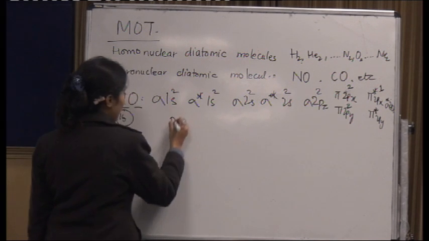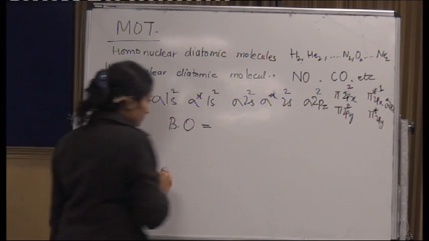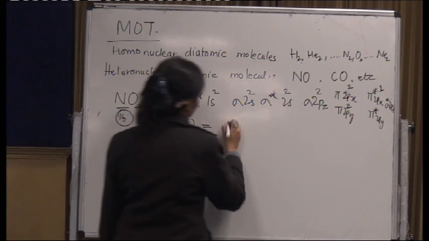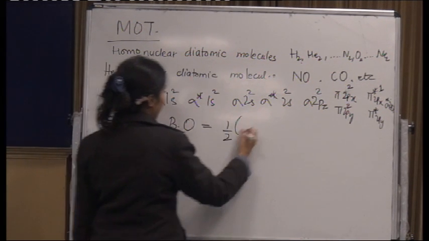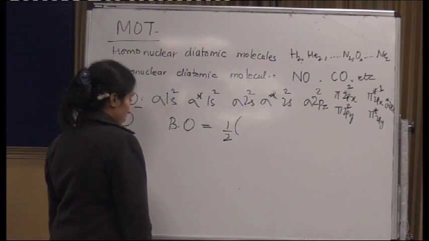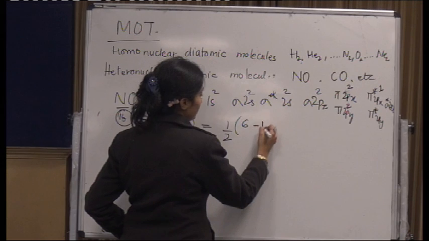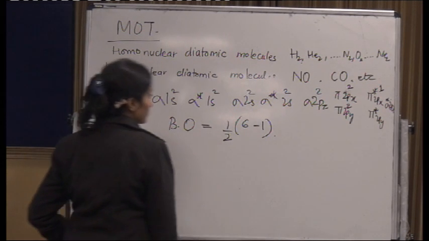You can find out the bond order for this. The bond order for this would be half of, let's look into this, 6 minus 1, right?